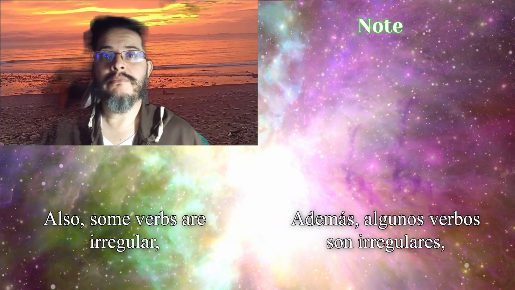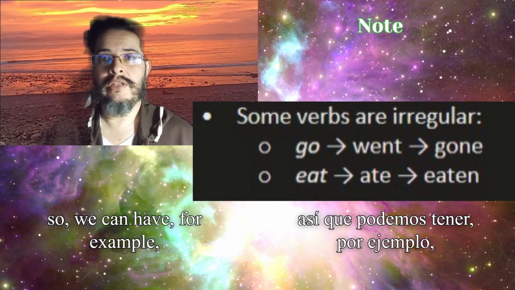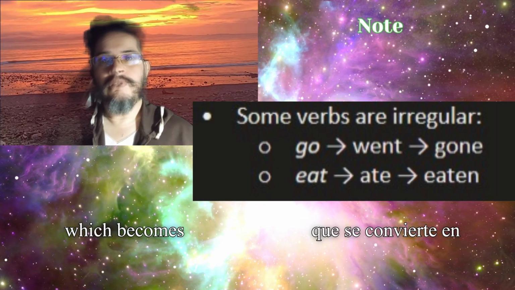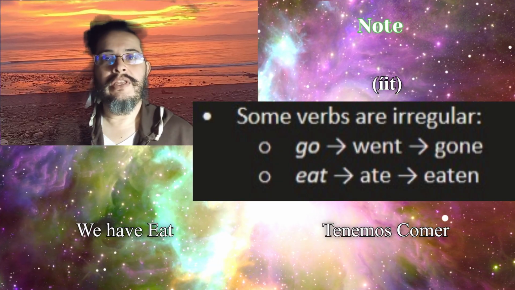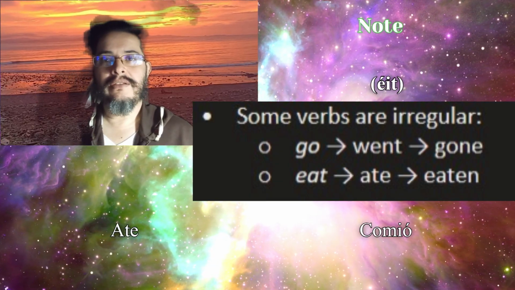Also, some verbs are irregular. So we can have, for example, go, which becomes went or gone. We have eat, also in the past, ate, eaten.